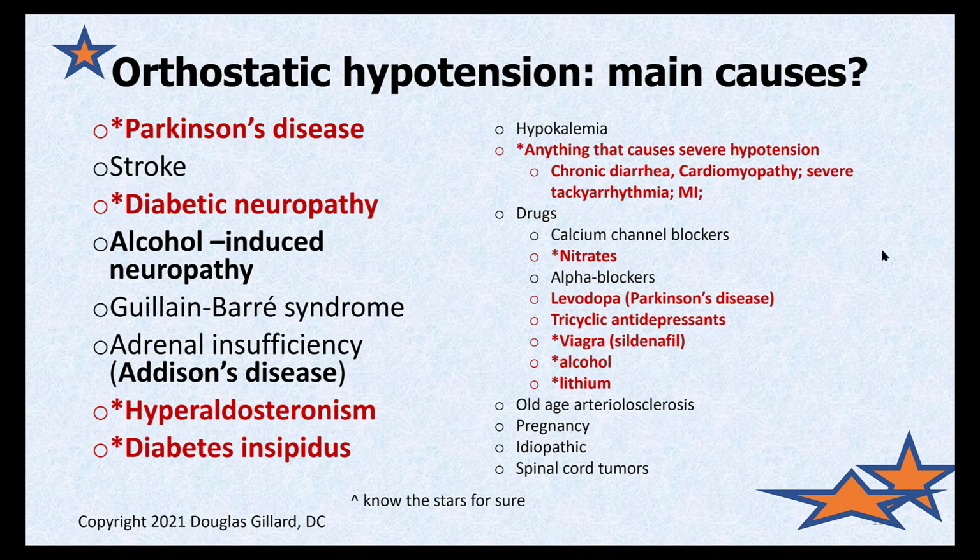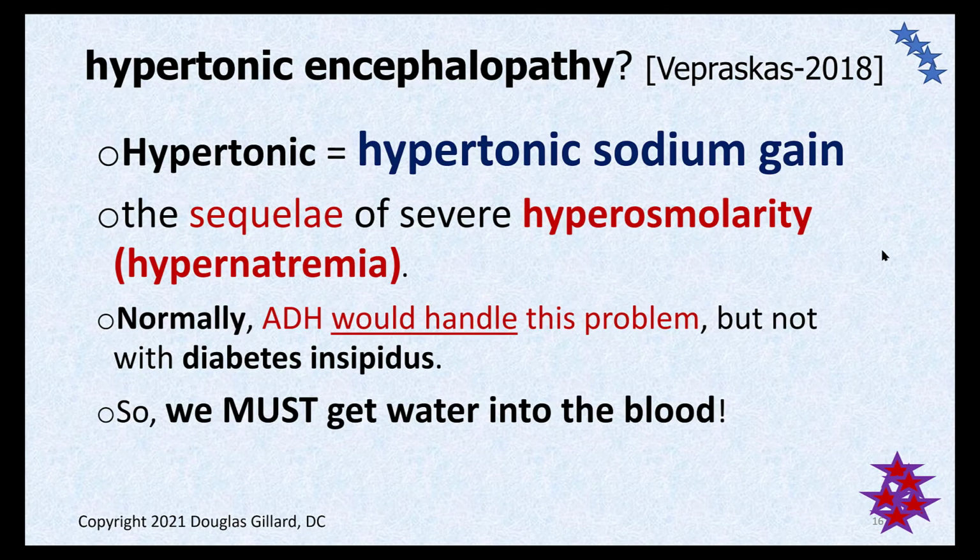All right, let's go back to this hypertonic encephalopathy again. Hypertonic means too much sodium. So that's the cause of the encephalopathy, that problem with the brain. Basically it's severe hypernatremia, as we said already, that causes the cells of the brain to lose water. They shrink and they start short-circuiting and causing all kinds of brain problems.